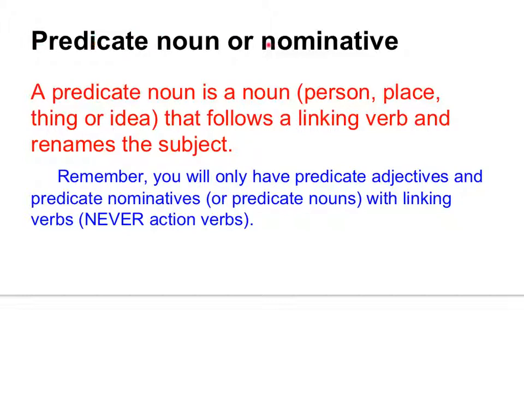A predicate noun or nominative, these mean the same thing. A predicate noun is a noun, person, place, thing, or idea, that follows a linking verb and renames the subject. Remember, you will only have predicate adjectives and predicate nominatives or predicate nouns with linking verbs, never with action verbs.